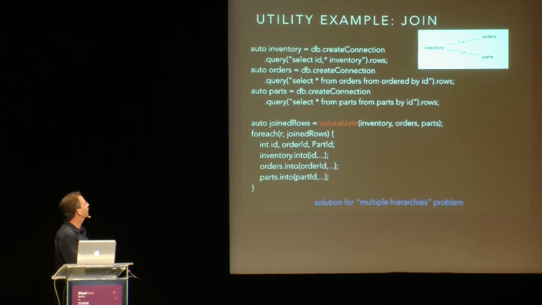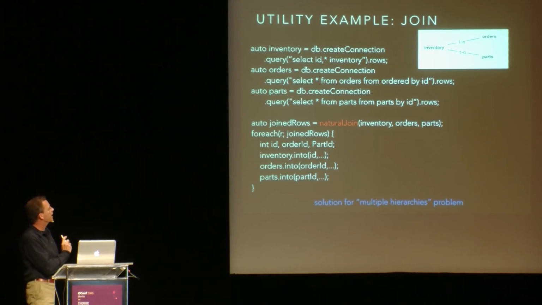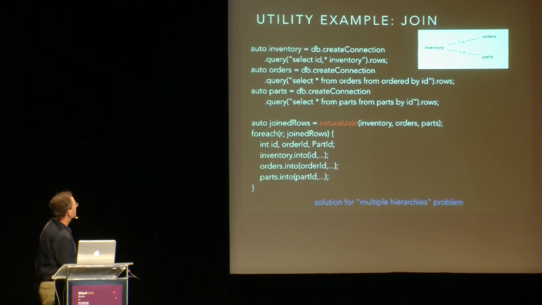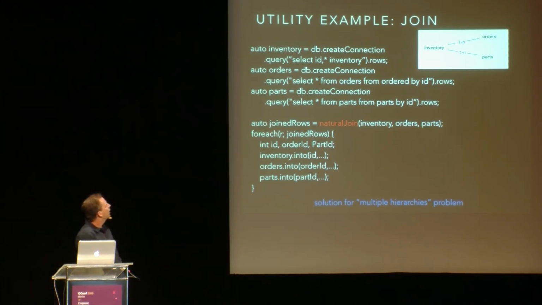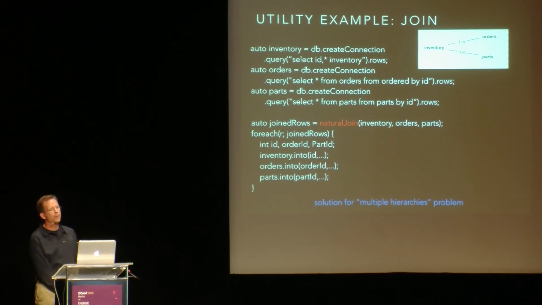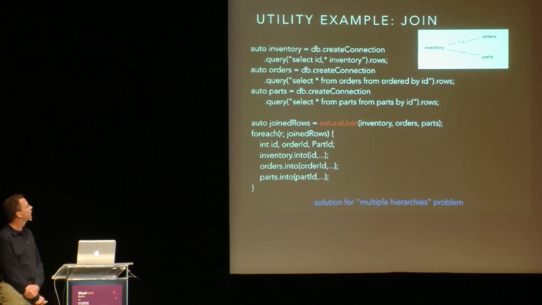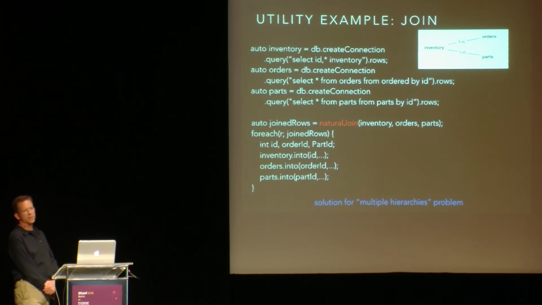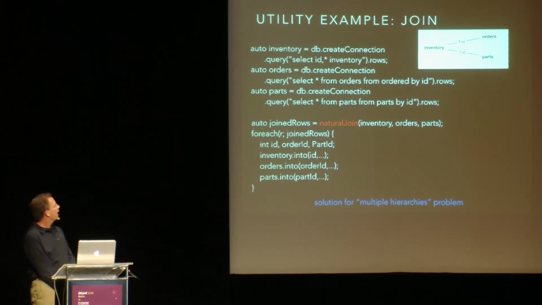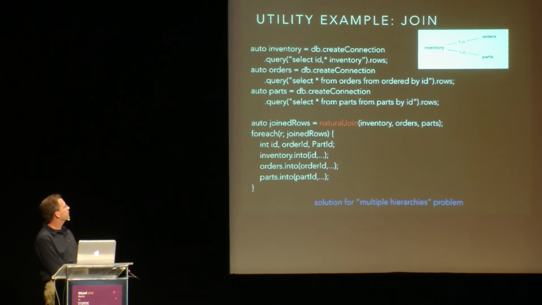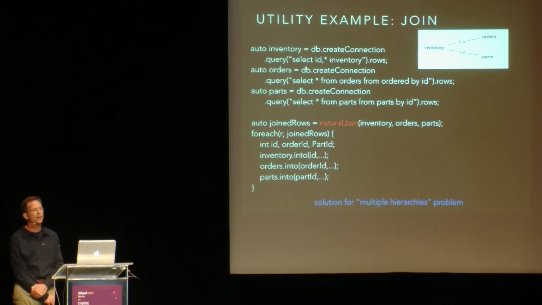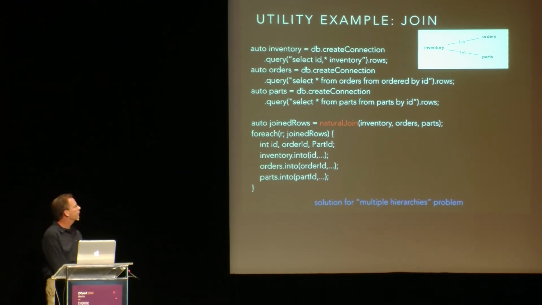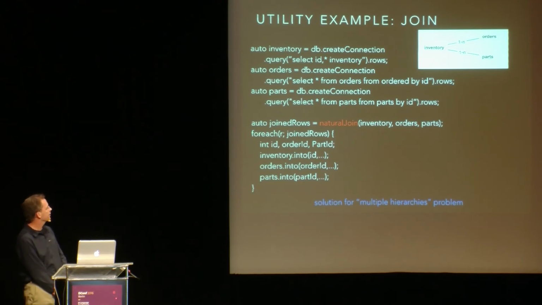However, this is something I've used to get around that, and it makes use of a join operation. Let me walk you through this a little bit. In this case, I'm going to get three separate connections to the database, one for each table, so I'm using create connection because I'm going to need those three connections. I've got a base table, which is the inventory, and two slave tables, if you will, for orders and parts.